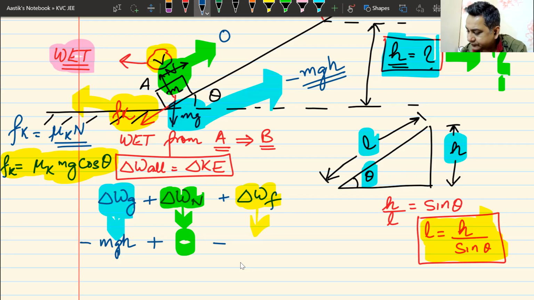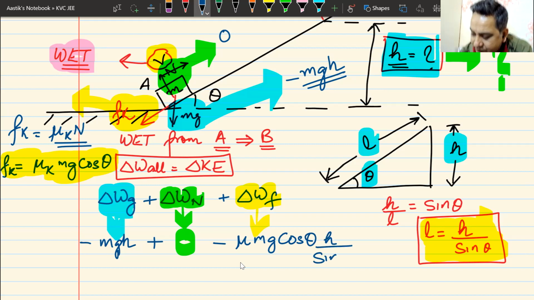How much is the value? Look at the yellows. I have the value of frictional force on the left hand side. I have the value of L on the right hand side. I just multiply them. So I have mu k. Instead of writing mu k, I'll just write it as mu, to save time. So it will be mu into mg cos theta, which is the value of frictional force, multiplied by h by sine theta. That is the work done by friction.